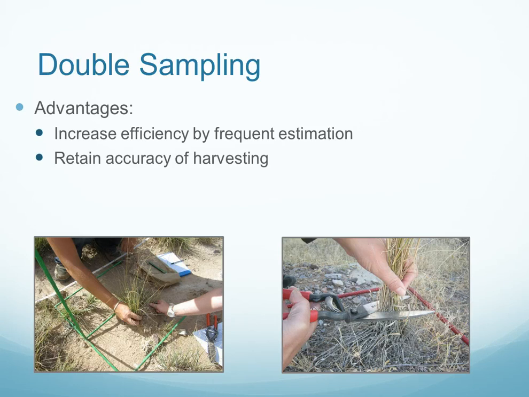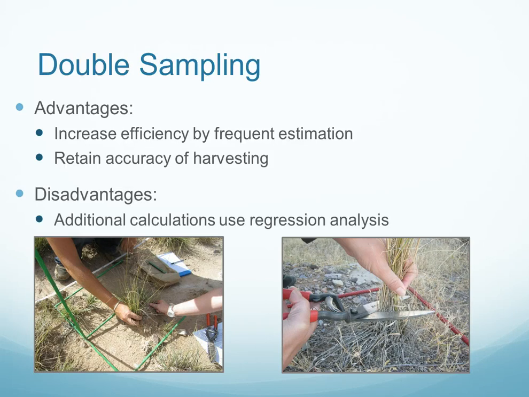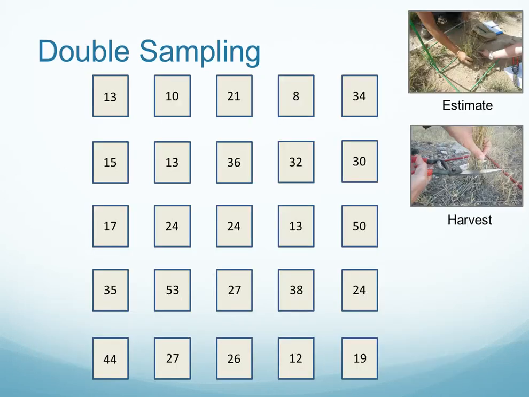The advantages of double sampling for measuring plant biomass is that we can increase the efficiency of our sampling effort by frequently estimating biomass, but we retain the accuracy of the harvesting method. Disadvantages are some slightly more difficult calculations using regression analysis. So let's take a look at an example of how this would work.